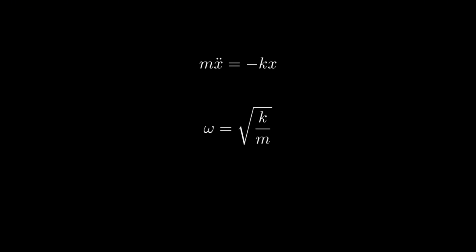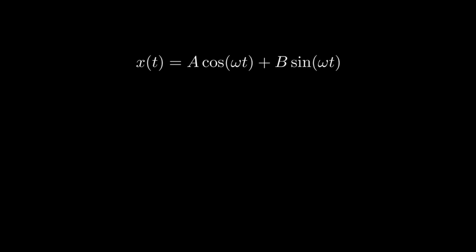We can rewrite this using the angular frequency, where we define the angular frequency omega as the square root of k over m. So now this equation becomes x double dot equals minus omega squared x when we cancel out the m. This is what we call a second order differential equation, and this has a general solution of x of t equals a cosine omega t plus b sine omega t.